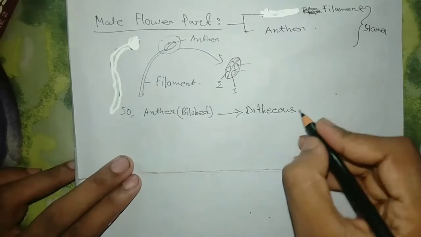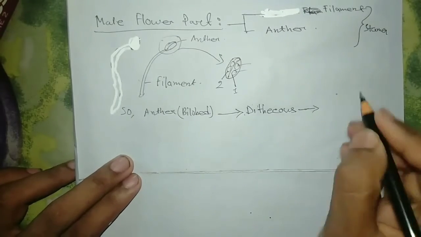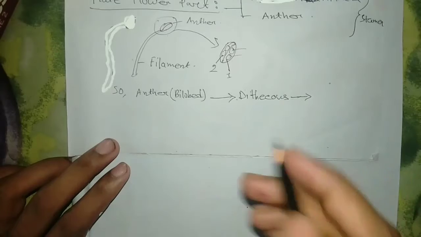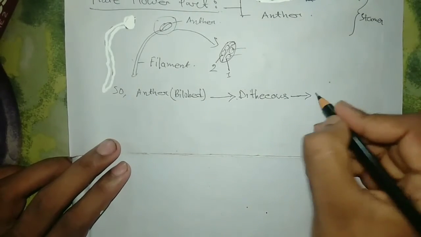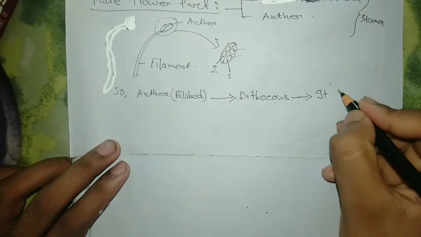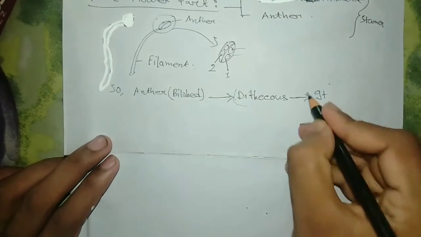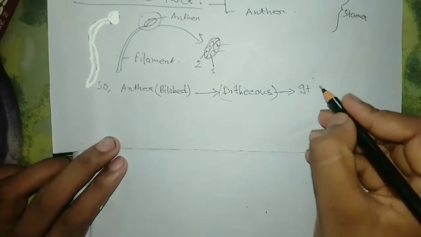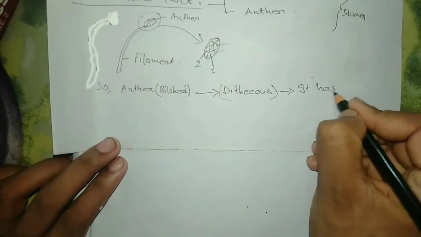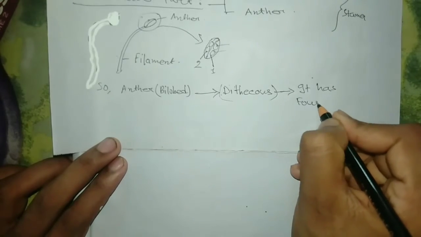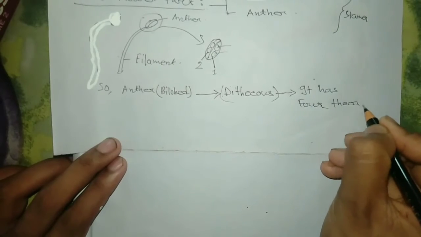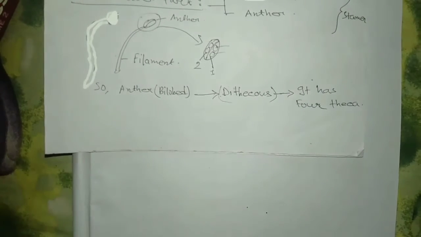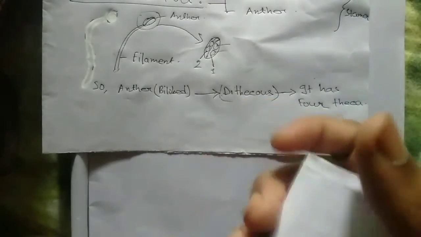Dithecus, because it has four theca. It has four theca. For better understanding, I have made a model.